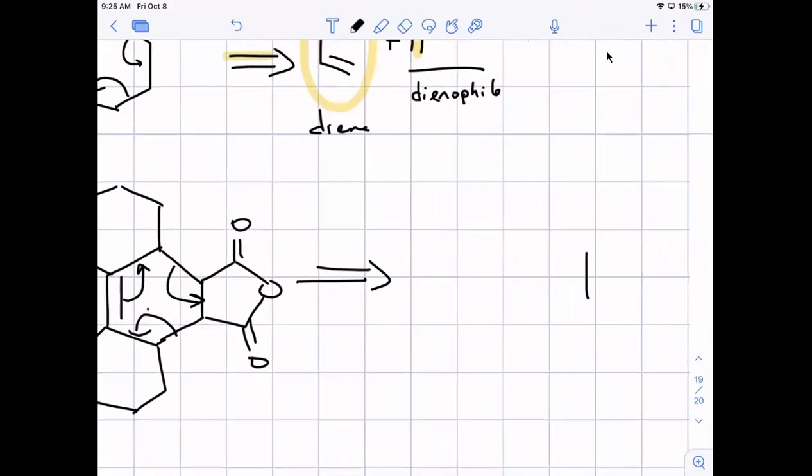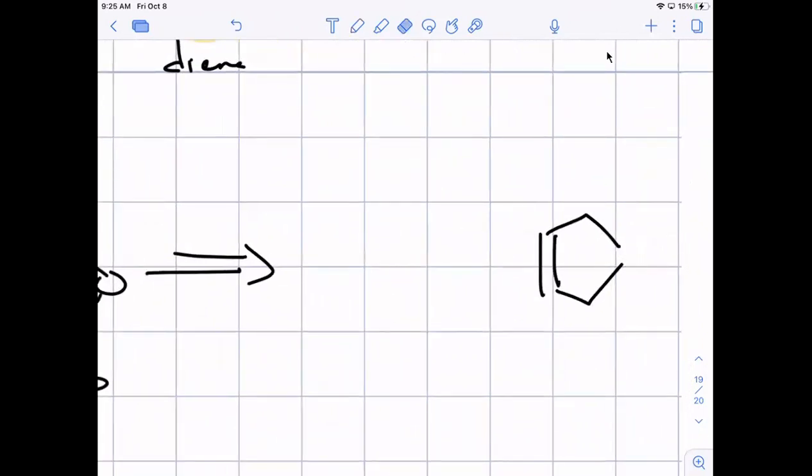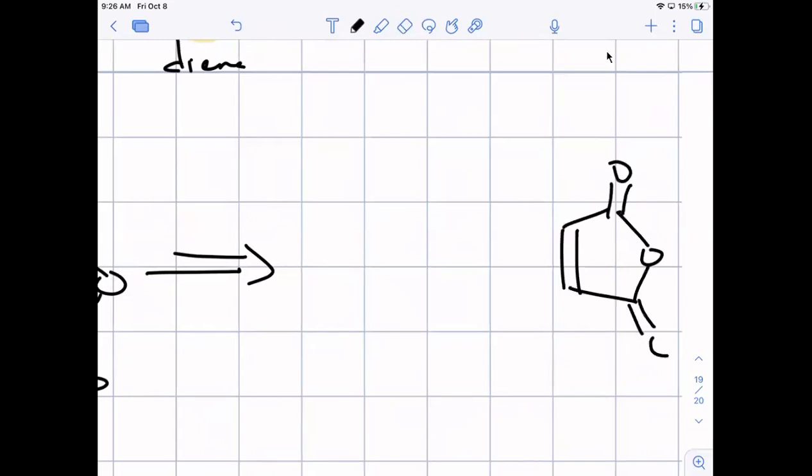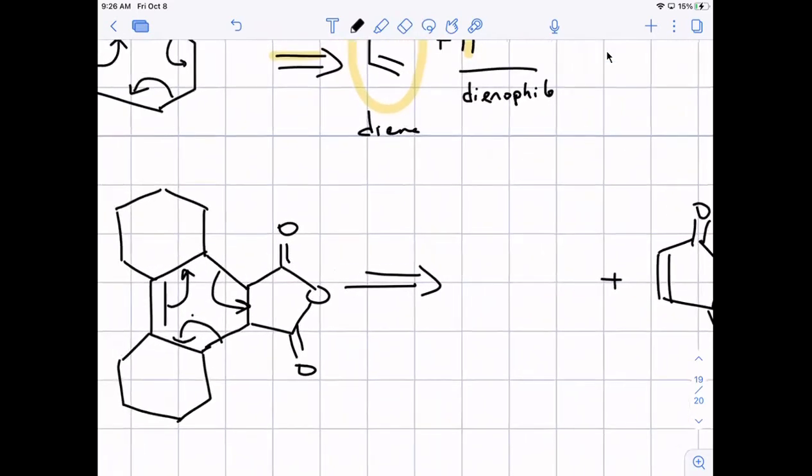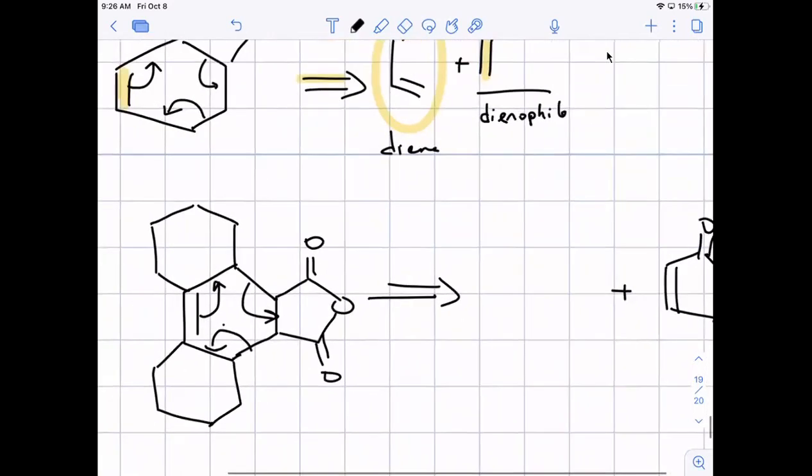I'll do the anhydride first, maleic anhydride, which is this. This is a very, very reactive dienophile. Remember, we talked about how if you put an acceptor on your dienophile, it increases the reactivity. So maleic anhydride is a super reactive dienophile because of those two carbonyls that are conjugated with your alkene. And then my starting material is just going to look like this. It was scary looking, but now it's not.